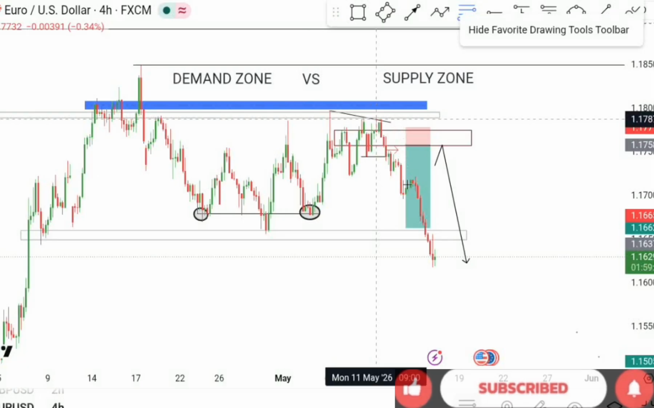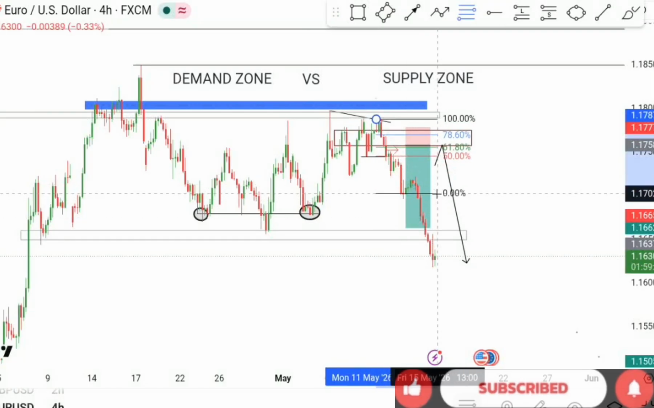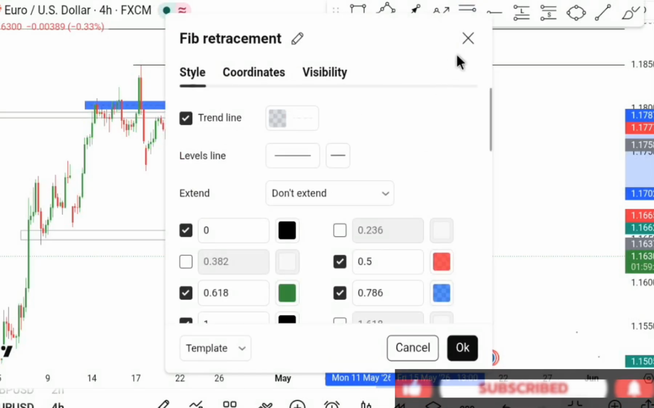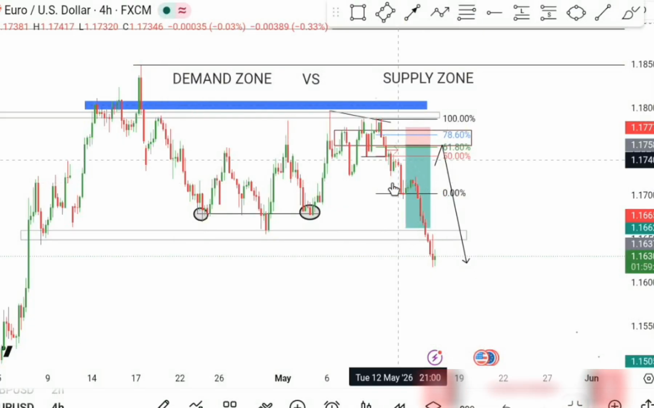So whenever you see all this alignment, know that you are really good to go to take a very premium setup. When you add the Fibonacci and your demand zone together, that adds confidence and increases probability.